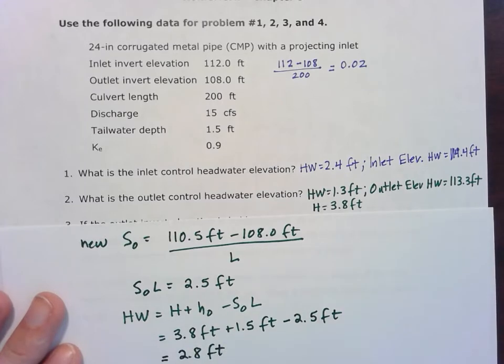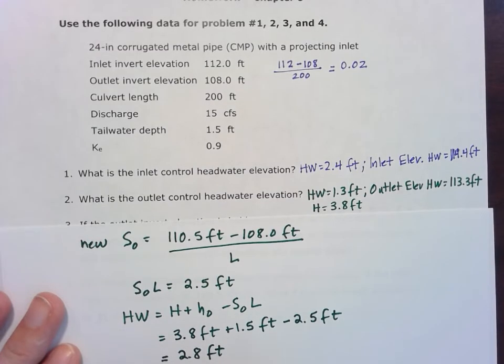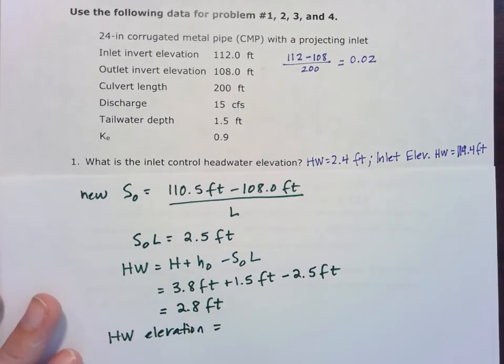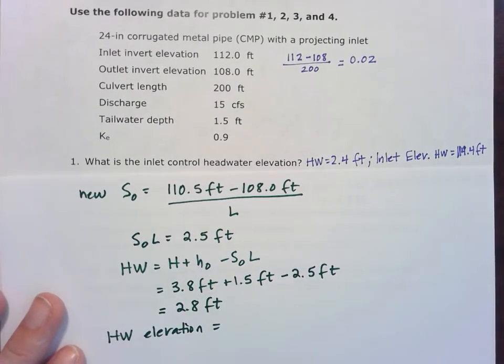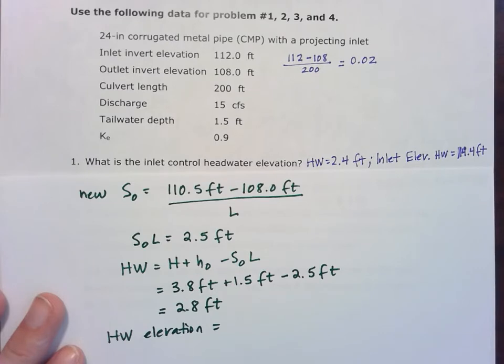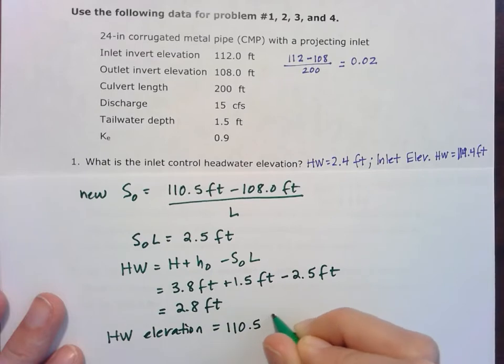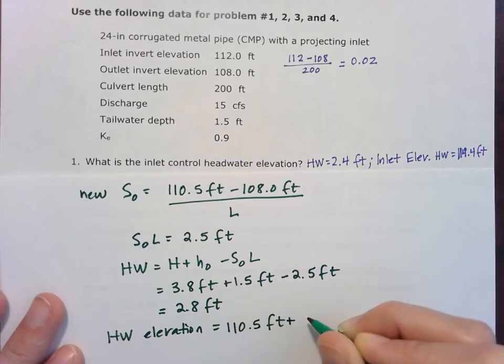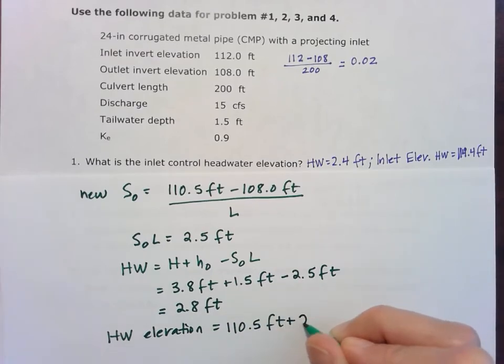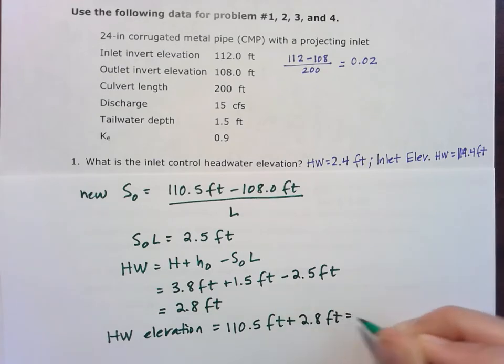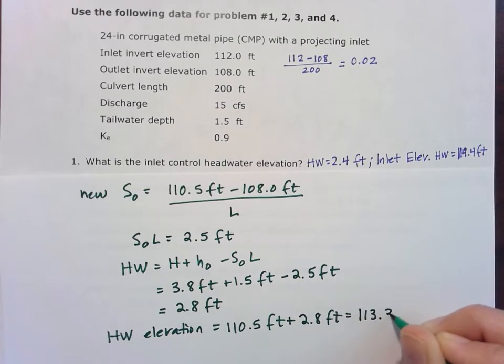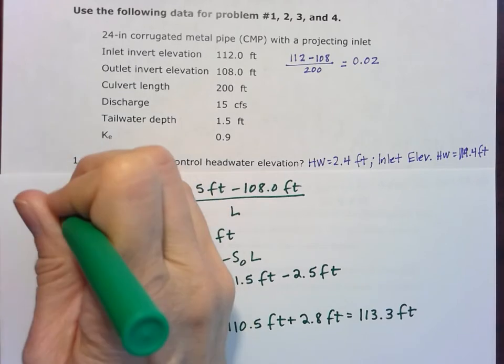And so now to find that new headwater elevation, we'll take that beginning elevation, which was defined above the inlet, which was 110.5 feet, and add the 2.8 feet to it. And that does give us 113.3 feet for part A.